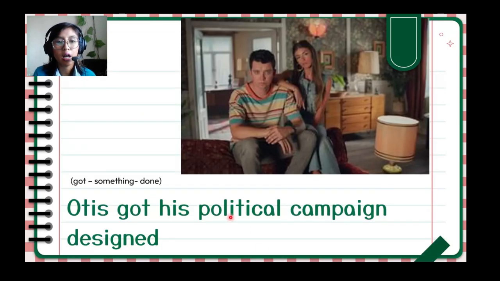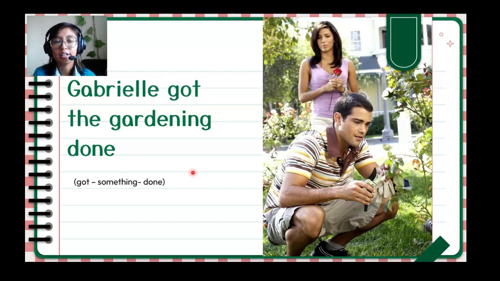For example, Otis got his political campaign designed. You see? So probably you may have watched this before. So he didn't design his political campaign. Ruby did it. So he received this service from her. Gabriel got the gardening done. Well, this is from a very old TV show. But John is the gardener, so Gabriel got the gardening done.